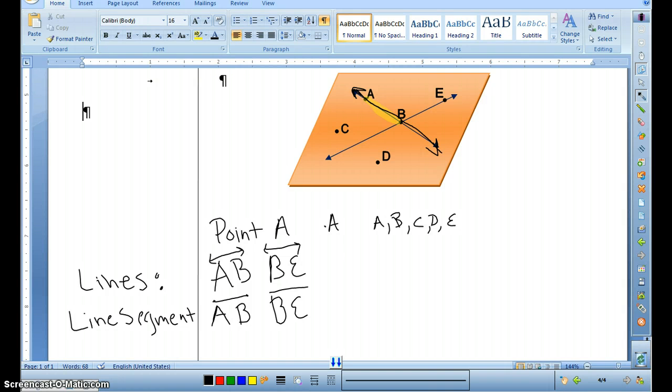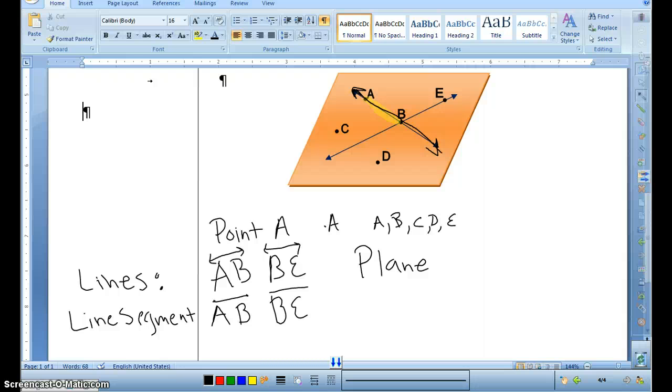Alright, so now let's talk, what was our next word? Ray. Actually, let's talk plane first because that one's easier. Our plane, remember this is our plane. I always like to think of the surface of a table, a sheet of paper, the floor, all flat surfaces that extend forever. We can't actually represent a plane because we don't have anything that extends forever, but we have depictions of them as a picture.